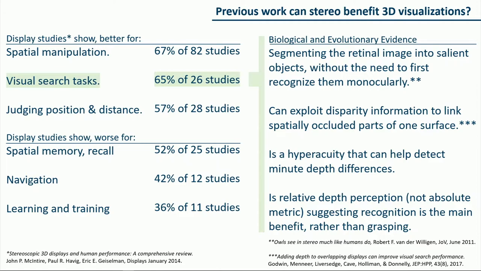There's also biological evidence and evolutionary evidence that that might be a good idea. The brain can segment targets from a scene binocularly without needing to recognize them separately monocularly. We did a study a few years ago on X-ray screening in airports, and you can join together occluded parts of a shape to see the whole shape, and that helped performance in airport screening. And there's some evidence that is evolutionary suggesting that search, visual search, is one of the main evolutionary drivers for stereo vision, rather than grasping and reaching for things.